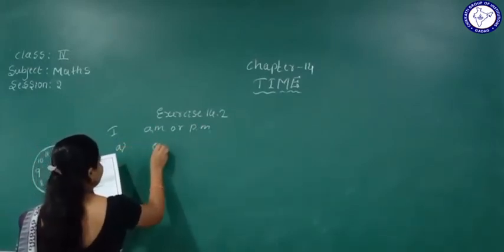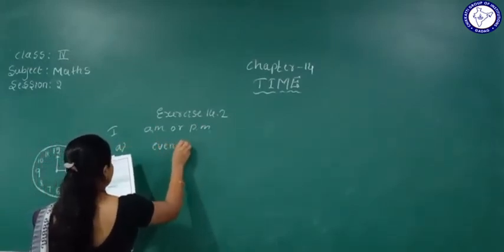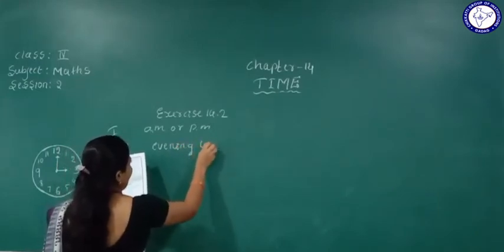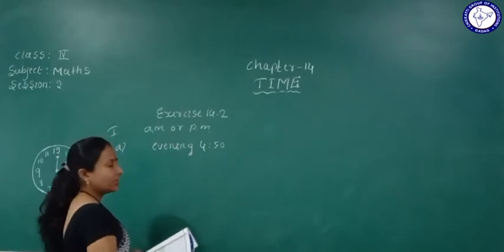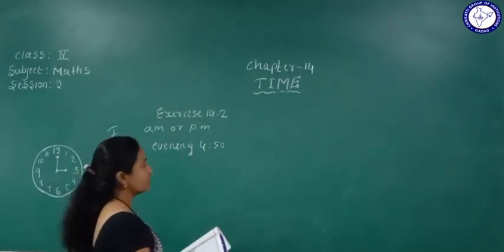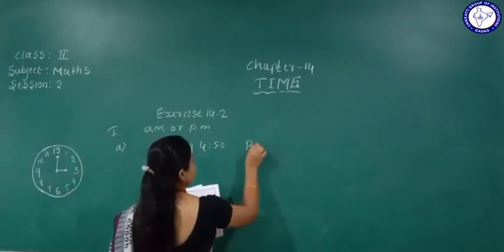First one, evening 4:50. So is it anti-meridian or post-meridian? Evening they have already mentioned here. So evening means post-meridian.